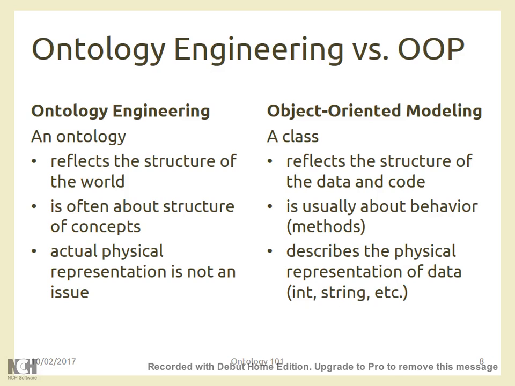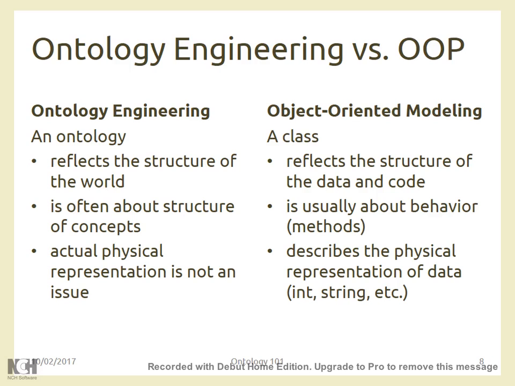Since most of you may know what object-oriented modeling is, I present here a brief parallel between creating a class in Java or in object-oriented programming and creating an ontology, since often we speak here also of classes. In object-oriented modeling, a class reflects the structure of the data and the code, while an ontology reflects the structure of the world, no matter the data or the code that is involved behind or after the ontology.